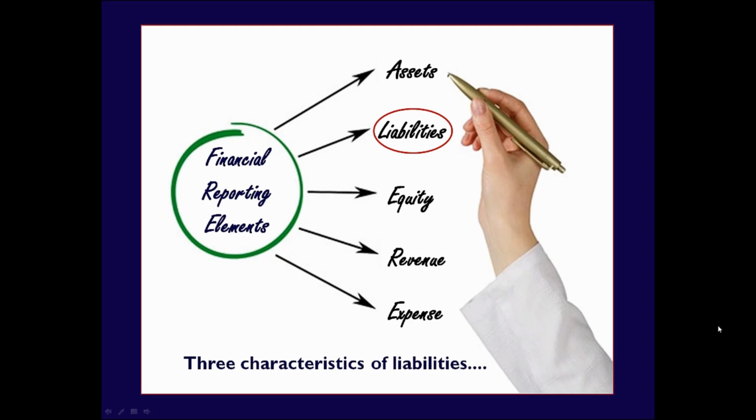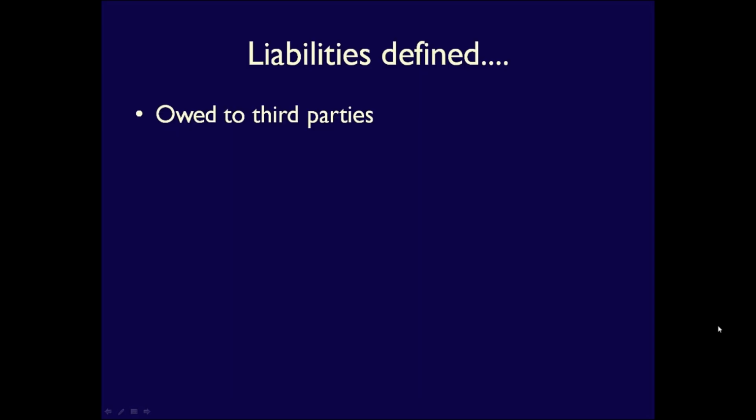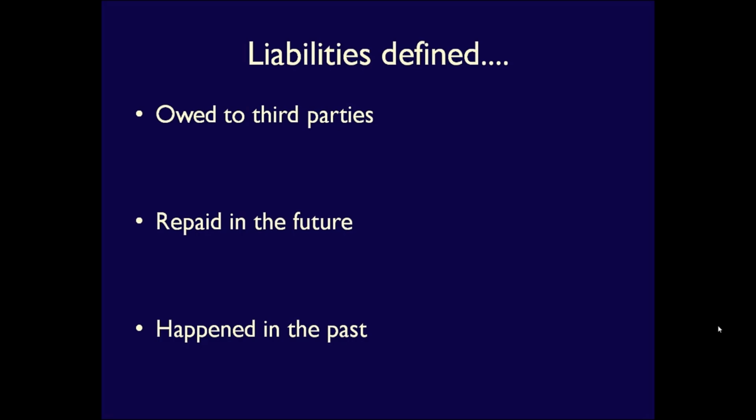How do companies get their assets? They often use liabilities, the next element of financial reporting. They take on debt in order to increase their assets. Liabilities also have 3 characteristics that define them. Liabilities are owed to third parties. They will be settled in the future. And finally, liabilities are due to past events.